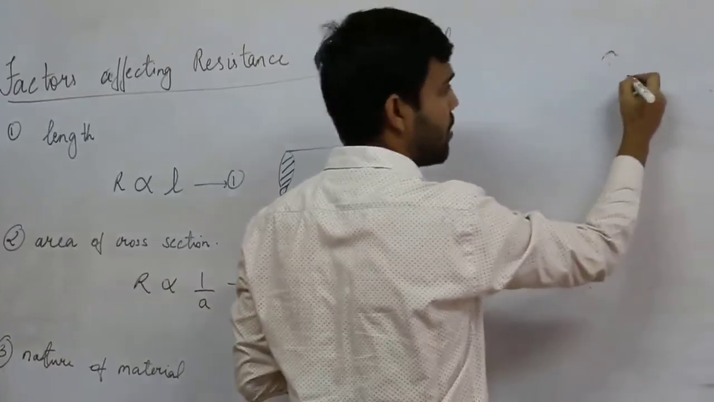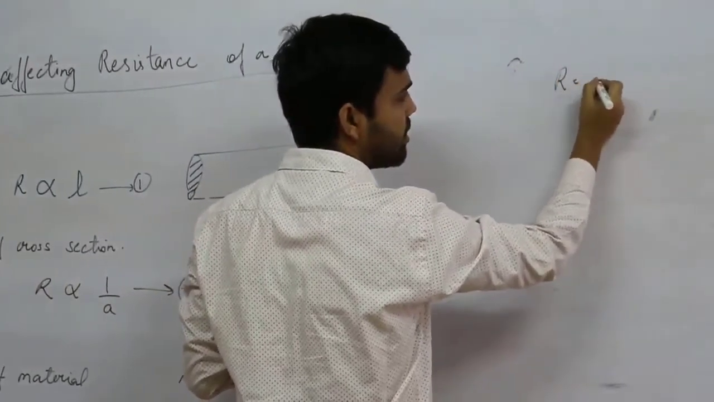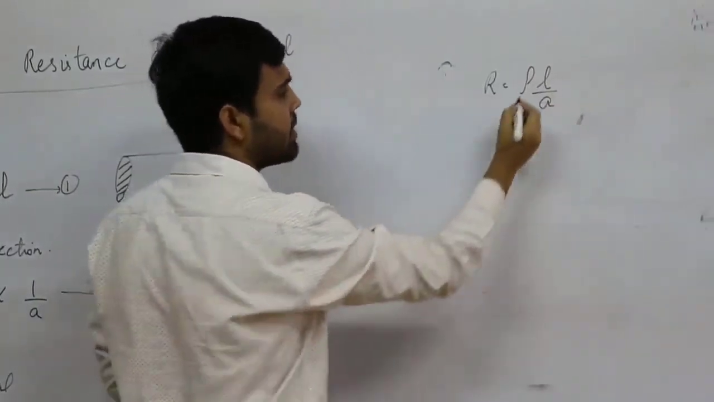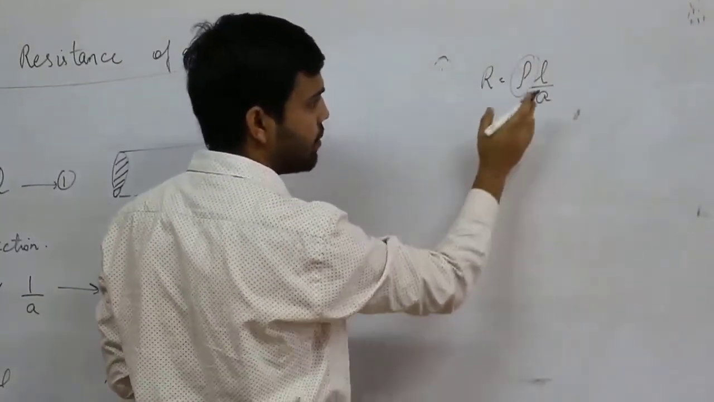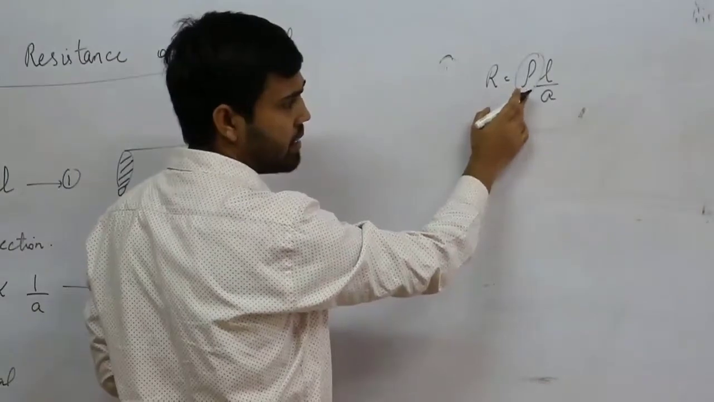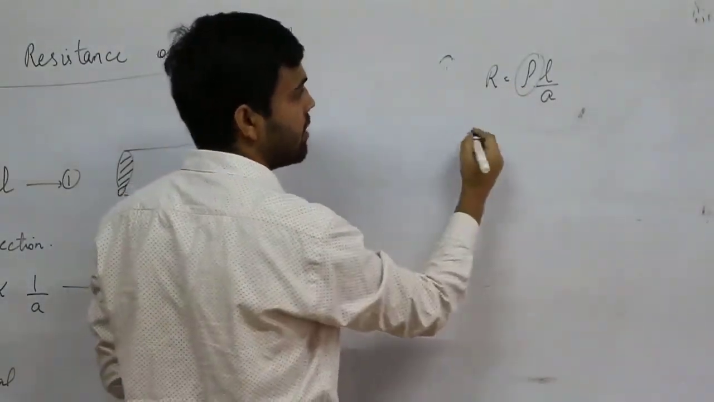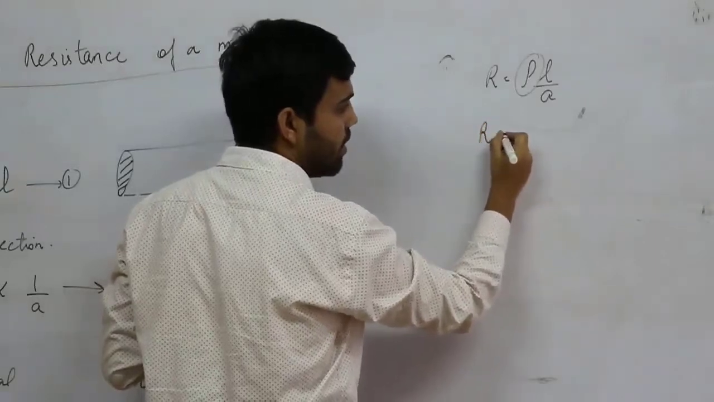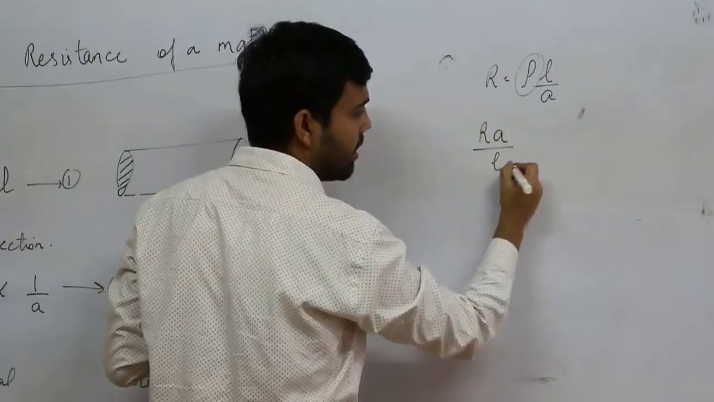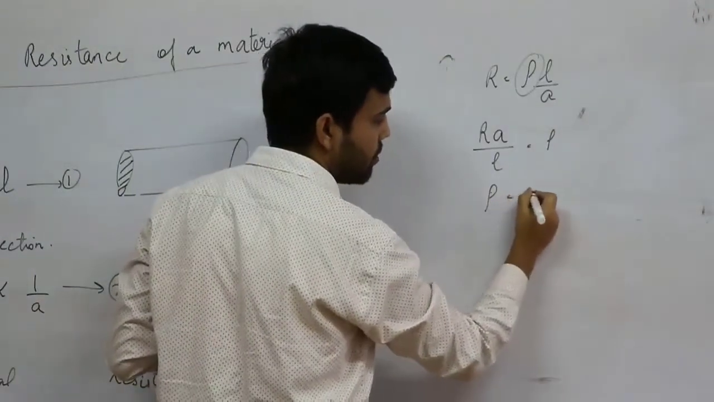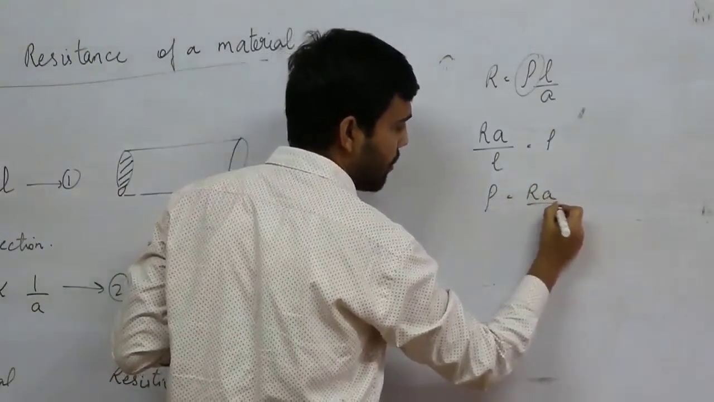So I have R equal to rho L by A. What I am interested in is this specific resistivity. So I am keeping resistivity, specific resistance, on one side and shifting all the other terms to the other side. So I have R A by L equal to rho, or I can write this as rho is equal to R A by L.